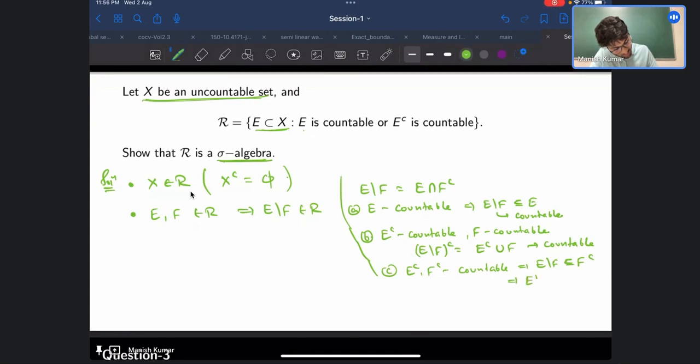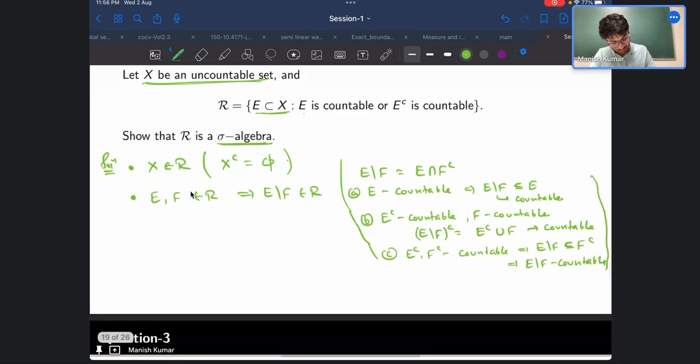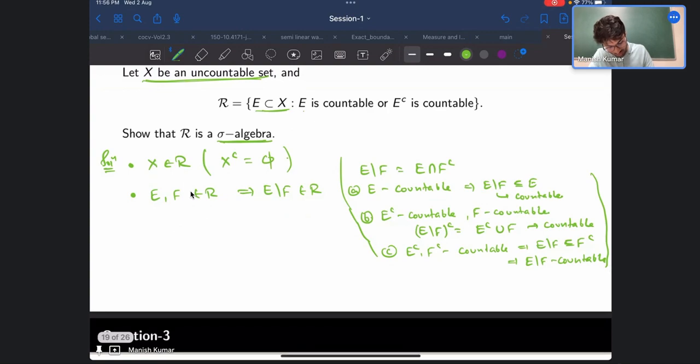So in all these possible cases, we get that E minus F belongs to the sigma algebra. I mean, belongs to R. So this property is clear.